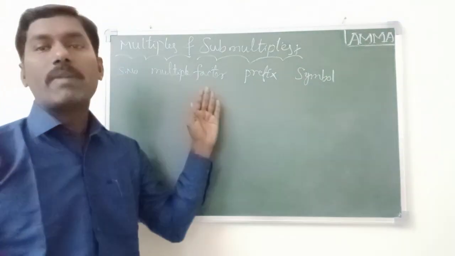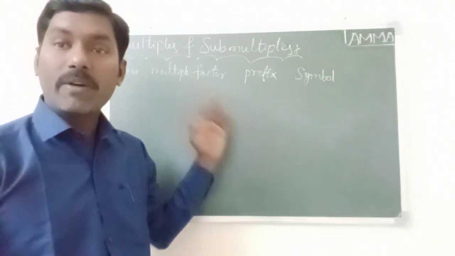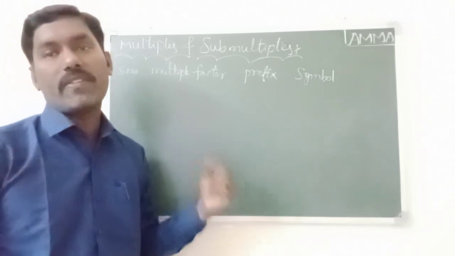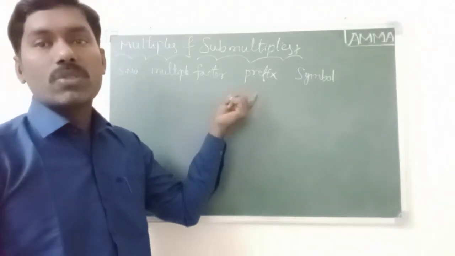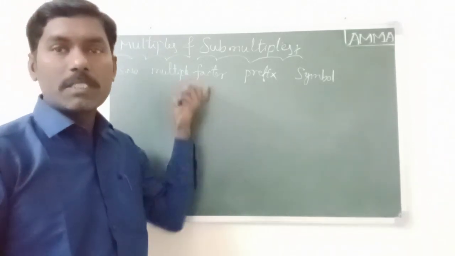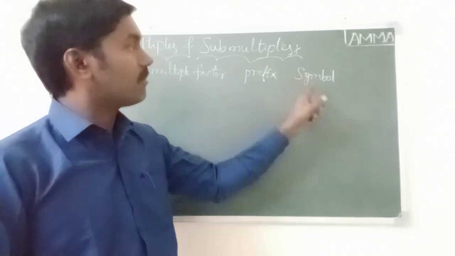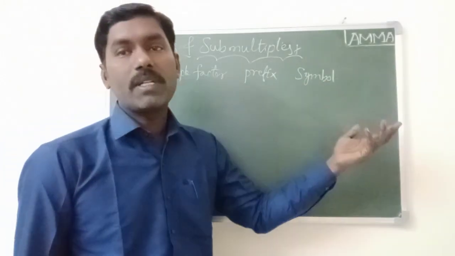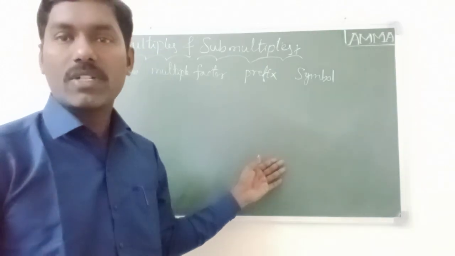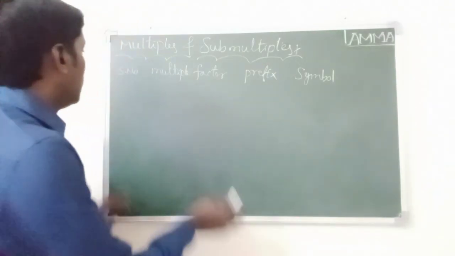Multiple factor means by which power factor we multiply the particular value. Prefix is the name we call this power factor. Symbol means the symbol by which we represent this prefix. Okay students, now let us discuss. Serial number 1.